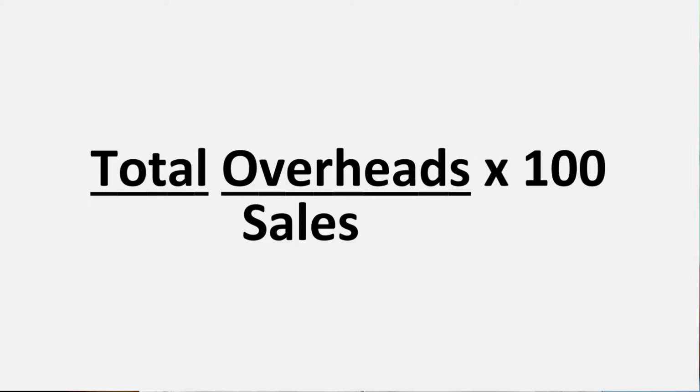So first of all, how do we calculate this ratio? It's very simple. It's total overheads divided by sales times 100. So let's take an example. Now, if you can take out your annual account and follow this through, that's great. If not, let's just come up with some hypothetical figures to show you how to calculate it.